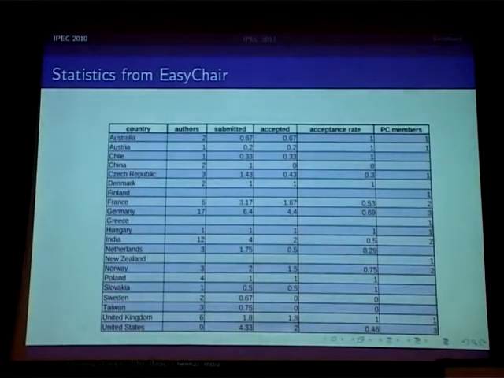That's some statistics from the PC Chair on the submissions. We had papers from about 20 different countries, and that's the acceptance ratio. You can mull over it. It simply says that if you, for example, want to increase your acceptance rate, you may want to move to Chile or Austria or something like that. Taiwan? Okay. No, not Taiwan.